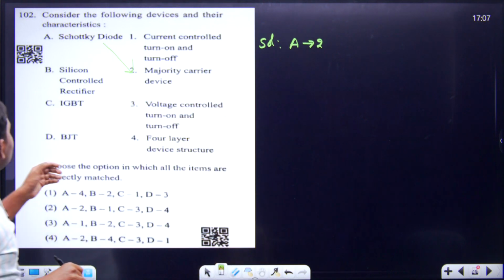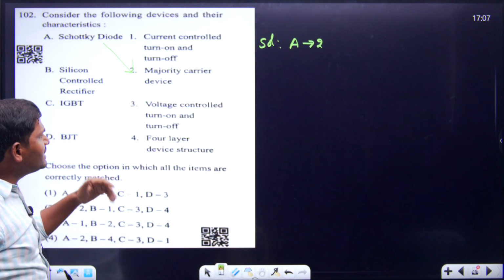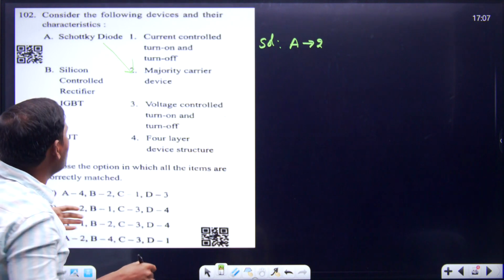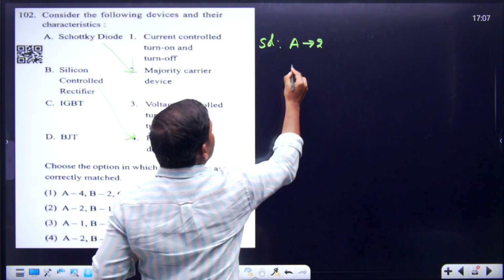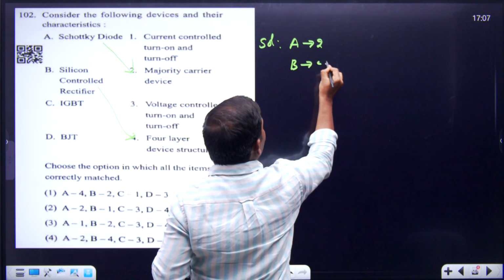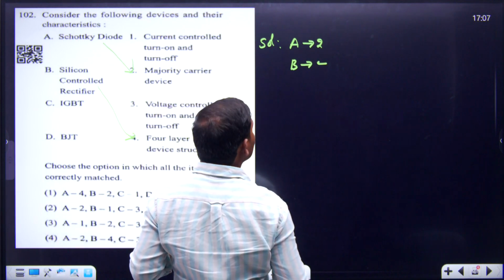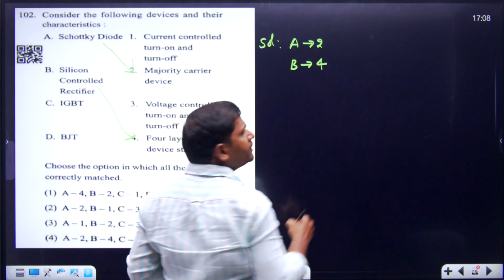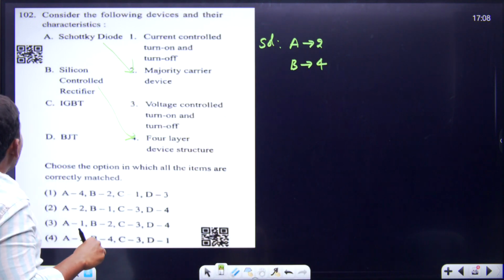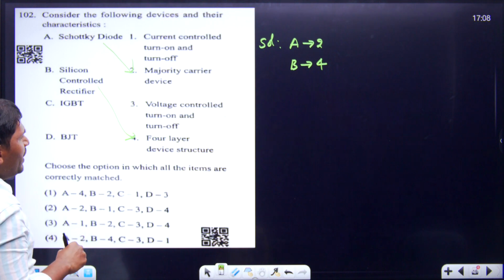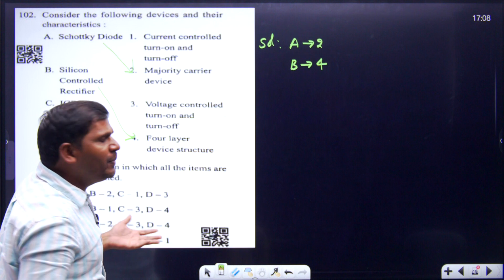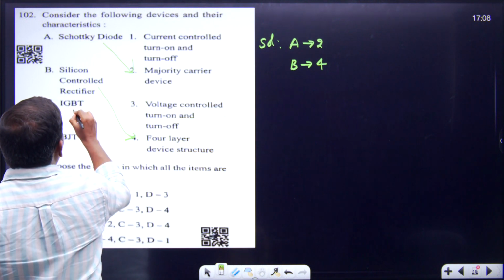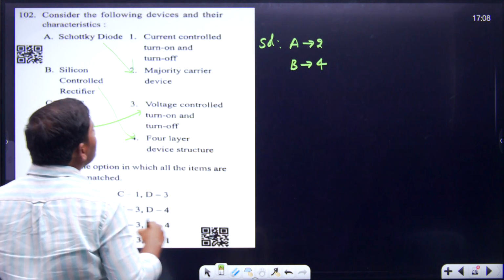Next, silicon controlled rectifier, that is SCR. SCR is the example of a 4-layer device. B is matching with 4. Yes, friends, concentrate. Next, IGBT. IGBT is voltage controlled turn on and turn off. IGBT is the example of a voltage control device. C is matching with 3.